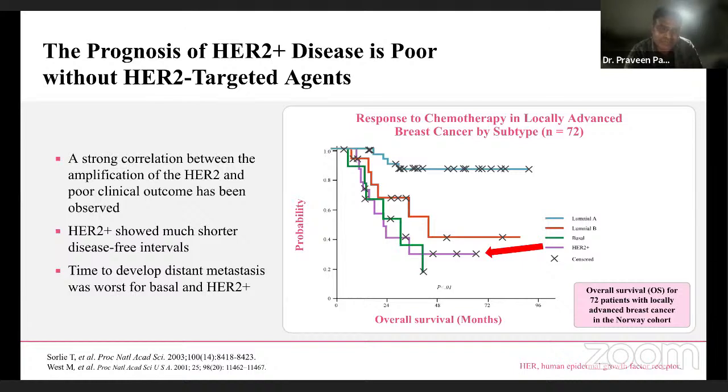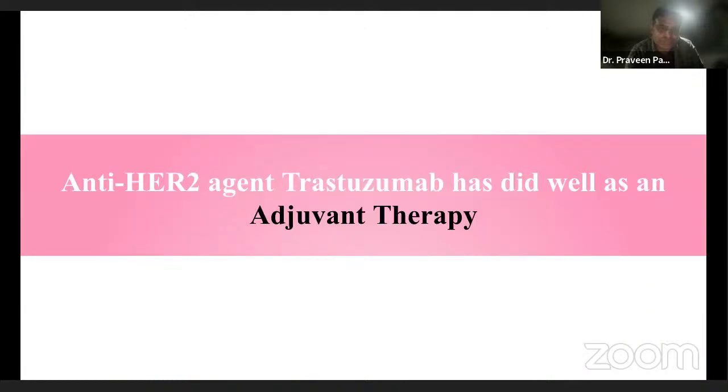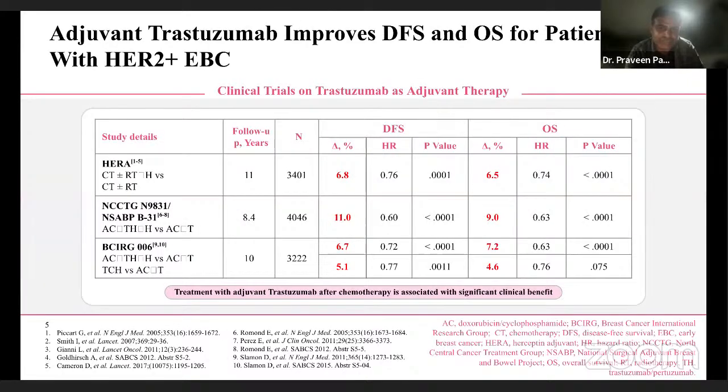So if we have a very effective drug, like we heard in the last talk by Dr. Akash, TDXd, that has changed the landscape. We can make a bad disease into a good disease by a good drug also. So the journey started from trastuzumab. In 1999, trastuzumab first came in the metastatic setting, then came the early stage breast cancer. Now a plethora of drugs are available to target HER2: pertuzumab, then lapatinib, tucatinib, TDM1, TDXd, and margetuximab also.